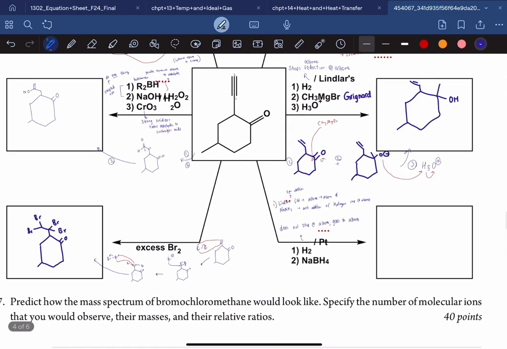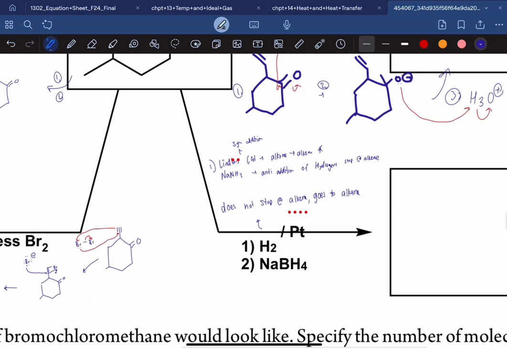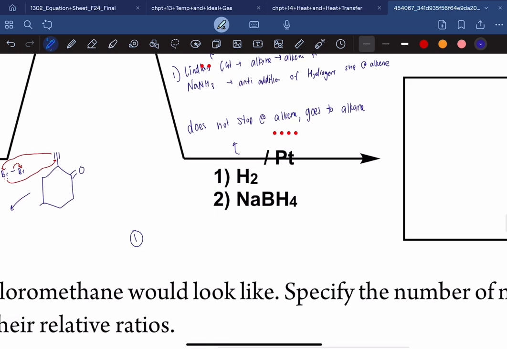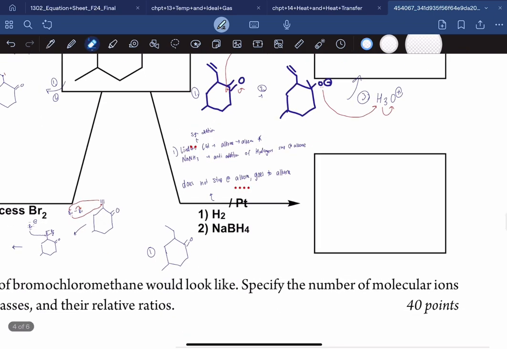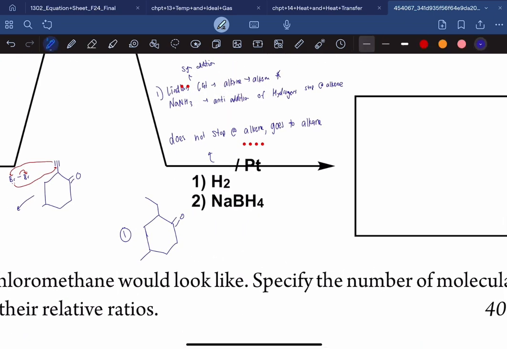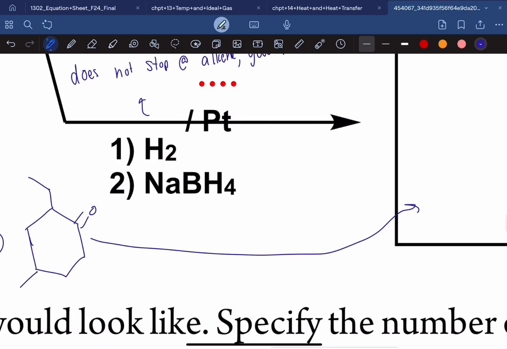So in this structure, if we were to react this thing with H2/Pt, it would take this triple bond into an alkane. So let's draw what that would look like. Step 1, it would just make this thing into an alkane like that. This thing would remain there and that would remain there, because all we did was convert the alkyne to an alkane. And then step 2, NaBH4, you should know that NaBH4 is a reducing agent.